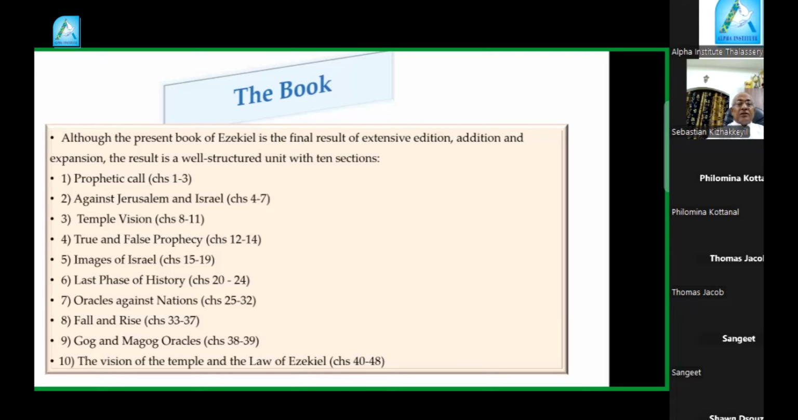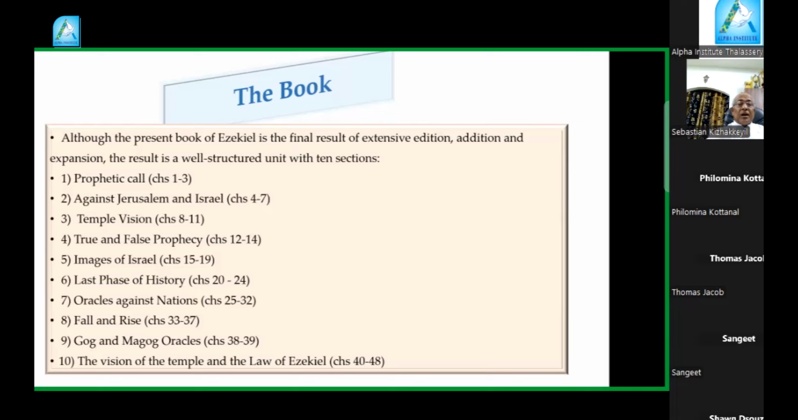Then chapters 20 to 24, the last phase of history. There, we see the prophet speaking about the last phase of history. Then chapters 25 to 32, oracles against nations. As you may have learned from other prophets, all the major prophets have a considerable section of their book containing oracles against nations. Here we have chapters 25 to 32. Then fall and rise, chapters 33 to 37.